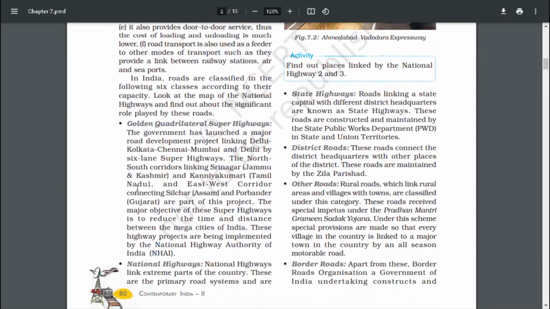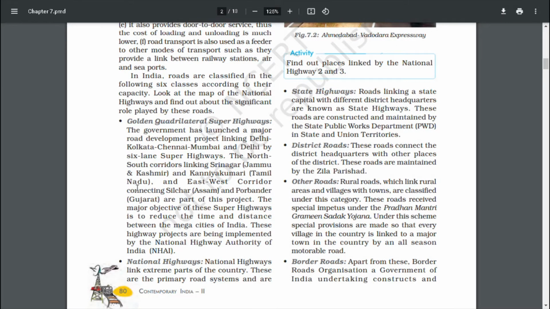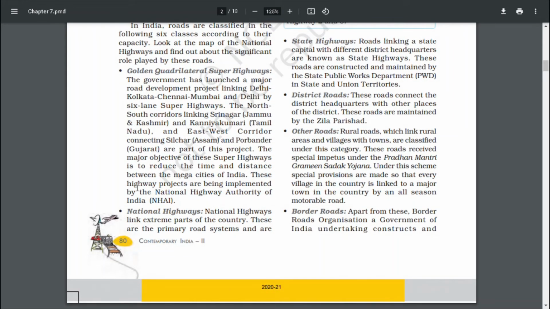Second, state highways. Roads linking a state capital with different district headquarters are known as state highways. These roads are constructed and maintained by the State Public Works Department (PWD) in states and union territories. District roads. These roads connect the district headquarters with other places of the district. These roads are maintained by the Zilla Parishad.